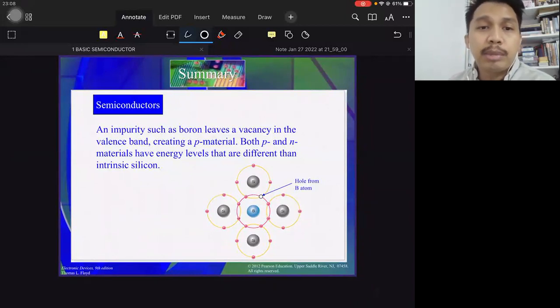Similarly, to increase the number of holes in an intrinsic silicon, trivalent impurity atoms are added. These are atoms with 3 valence electrons such as boron, indium, and gallium. As illustrated, each trivalent atom, boron in this case, forms covalent bonds with 4 adjacent silicon atoms. All 3 of the boron atom's valence electrons are used in covalent bonds. And since 4 electrons are required, a hole results when each trivalent atom is added.